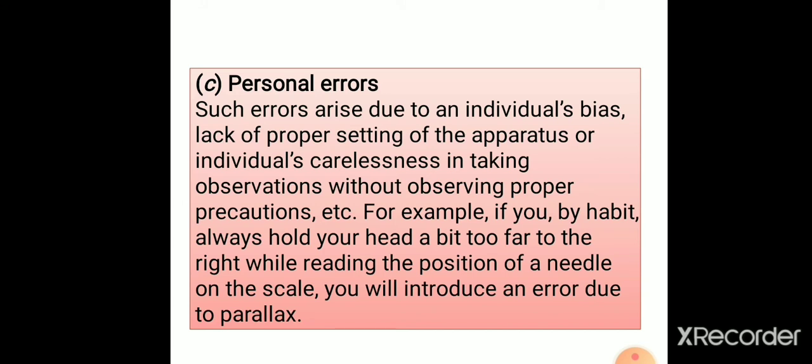The third type of systematic error is personal error. Such errors arise due to an individual's bias, lack of proper setting of the apparatus, or individual's carelessness in taking observations without observing proper precautions. For example, if you by habit always hold your head a bit too far to the right while reading the position of a needle on the scale, you will introduce an error due to parallax.